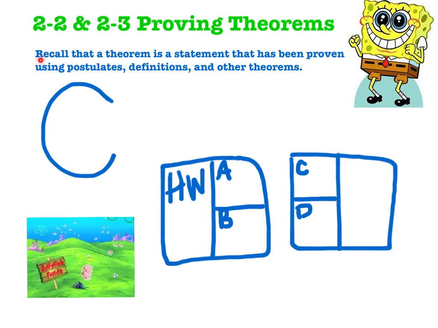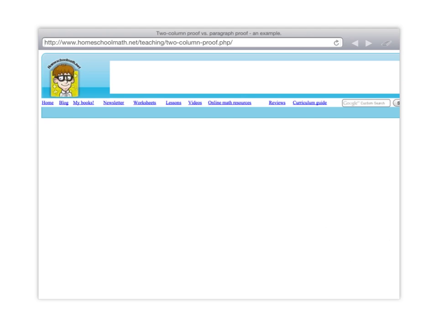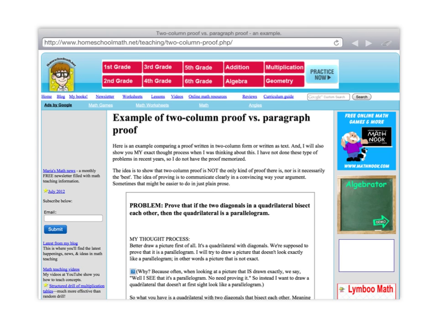Now, I'd like you to recall that a theorem is a statement that has been proven using postulates, definitions, and other theorems. Everyone else in your group is going to be getting this quick information about theorems and two-column proofs and paragraph proofs. You don't have to take notes on it, but you can if you want to. And I want to give you a quick informational tour of what a proof is.